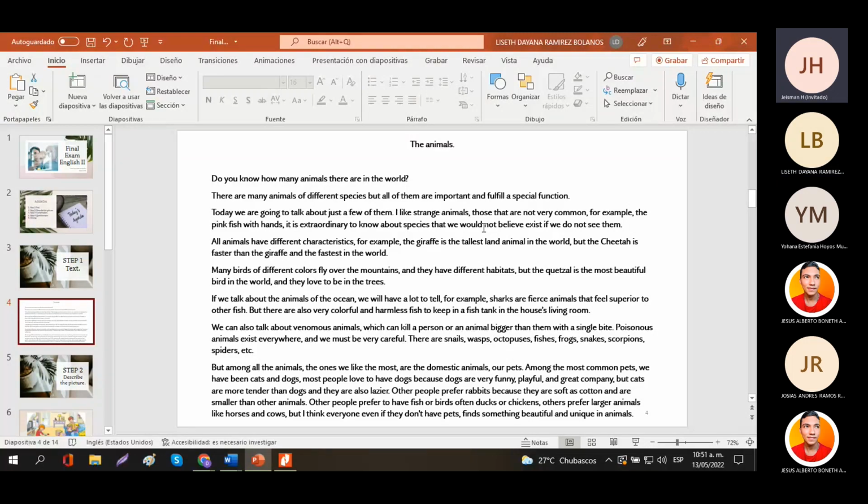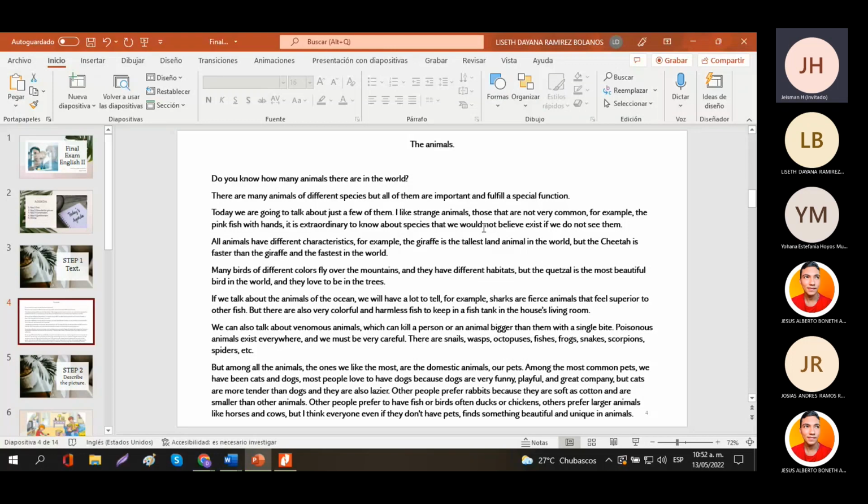The animals. Do you know how many animals there are in the world? There are many animals of different species, but all of them are important and fulfill a special function. Today, we are going to talk about just a few of them. I like strange animals, those that are not very common. For example, the pink fish with hands. It is extraordinary to know about species that we would not believe exist if we did not see them.